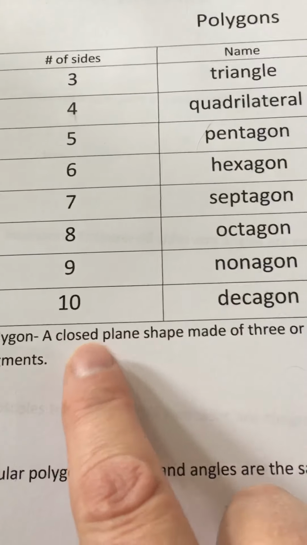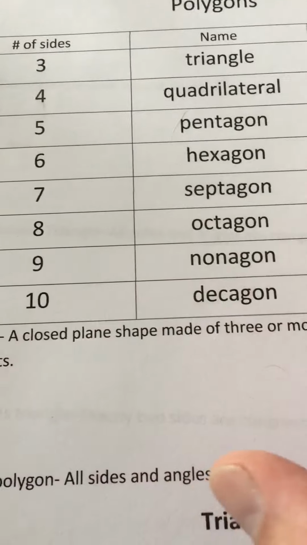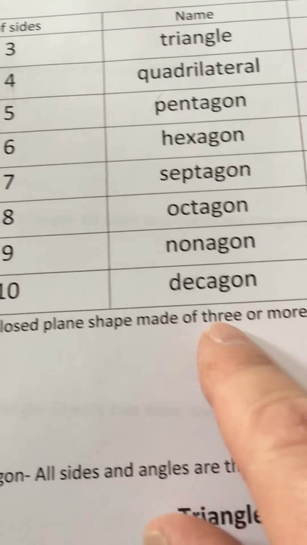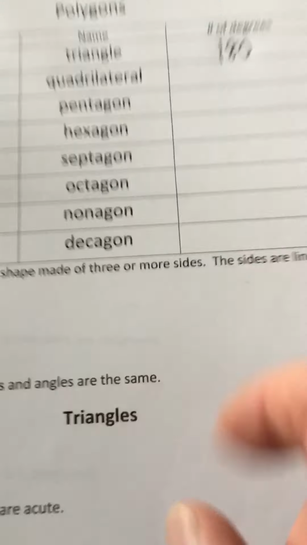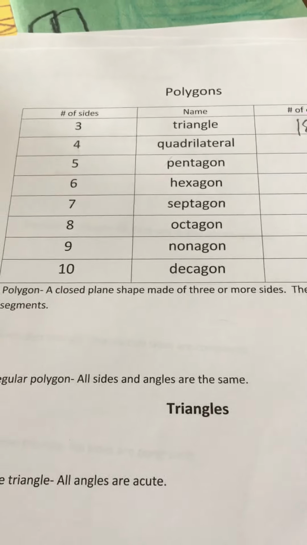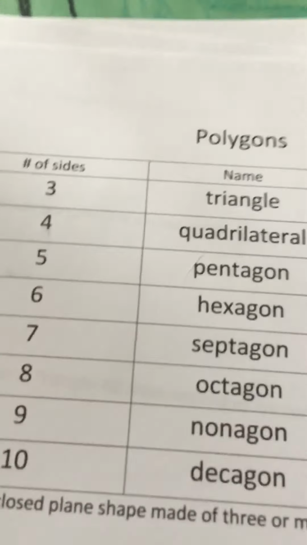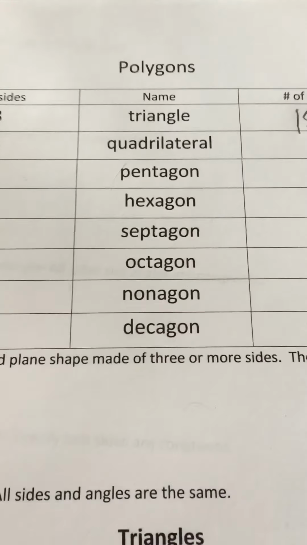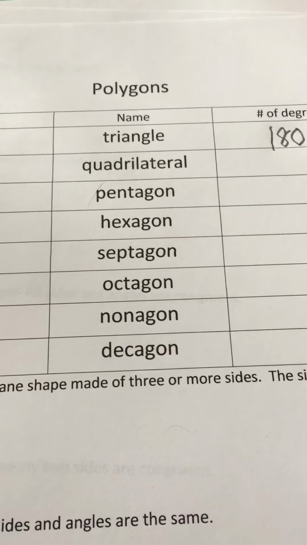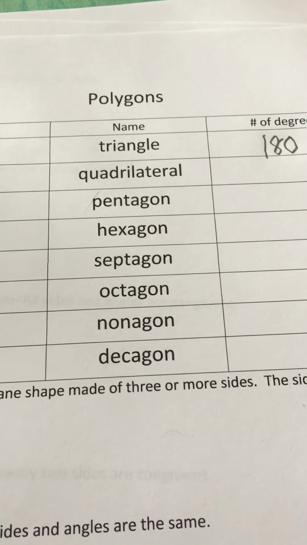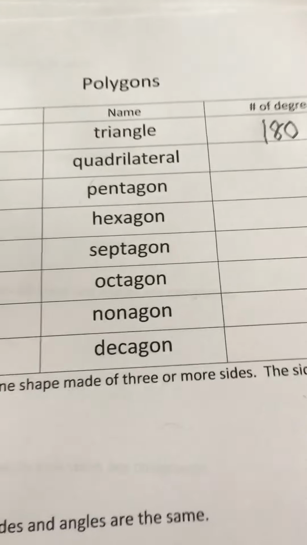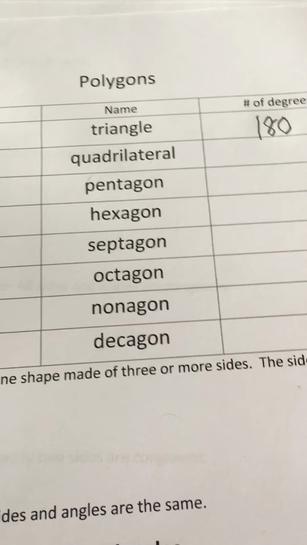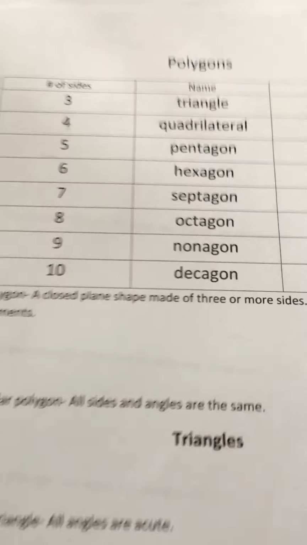All right, and you can see here I have the definition: a closed, and that means there's no gaps, plane shape made of 3 or more sides. The sides are all line segments, and that's important because that means that there's no curves involved. You can't have a curve. A circle is not a polygon. It's closed, but it doesn't have line segments in it.